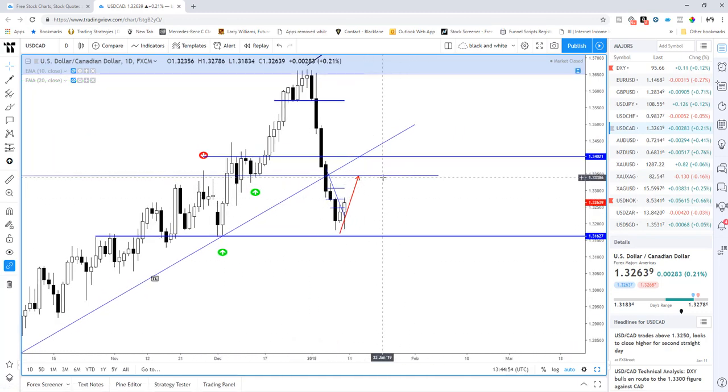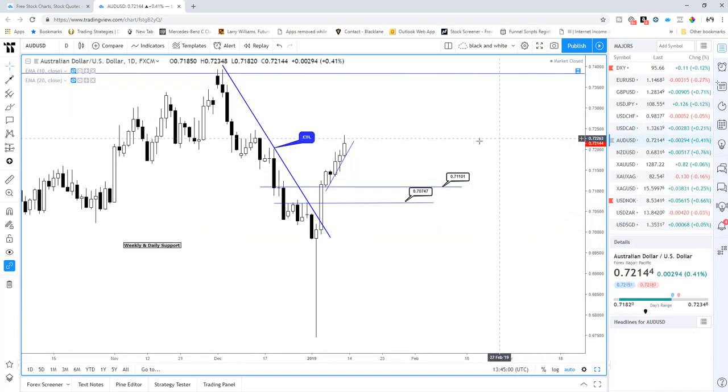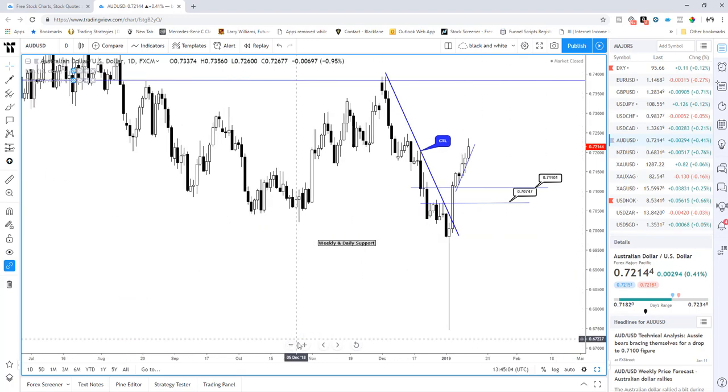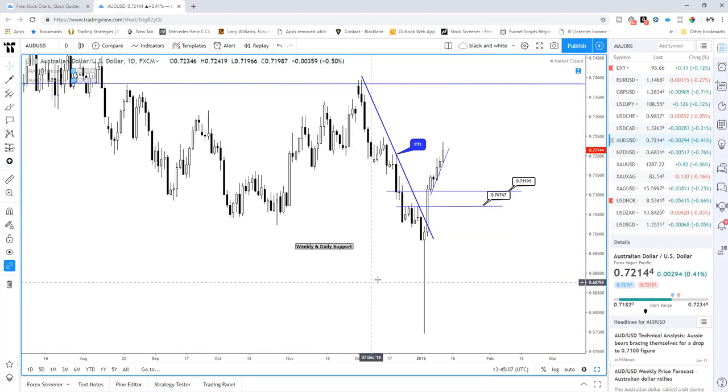So short-term correction here on dollar CAD before I think we'll see further downside on this market. Aussie dollar, right now I'm looking for mid-term long trades based on the higher time frame. We've seen a huge sell-off in Aussie dollar. The market's found a base around 0.7. We've had a nice little impulse.